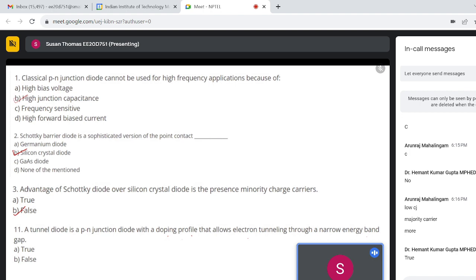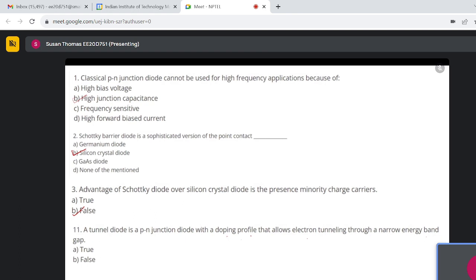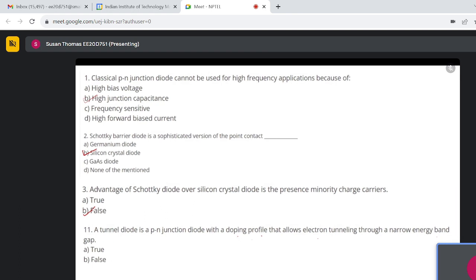So in a tunnel diode, you have a different doping concentration, as you know, which will make the energy band gap narrow, due to which there will be a tunneling of the carriers.